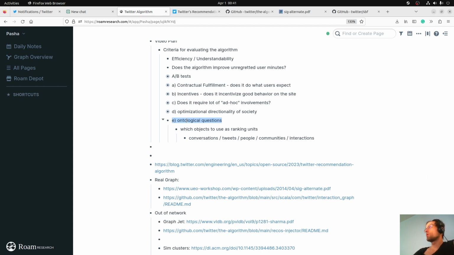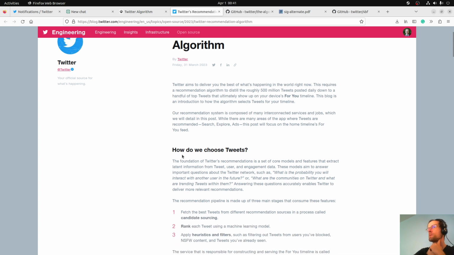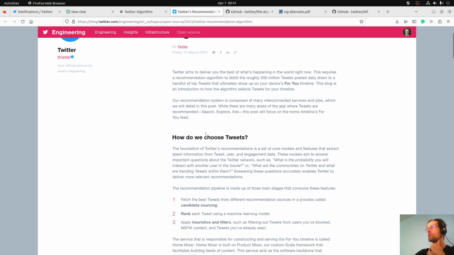Okay, so next thing, we're gonna go through this blog post, and that'll be the end of part 1. Okay, so our recommendation system is composed of many interconnected services and jobs. Why don't we have one service? I know it's a lot, but philosophically, I would love for this to be a single service, single job too, so you can separate all the business code from the efficiency code and know exactly what is happening. But okay.